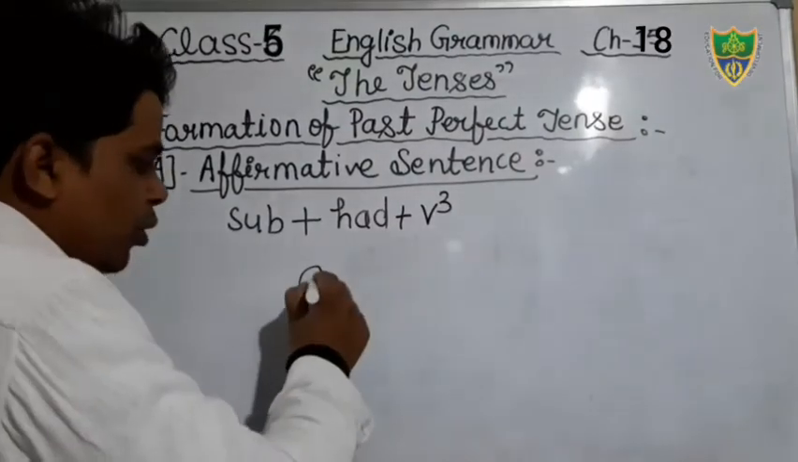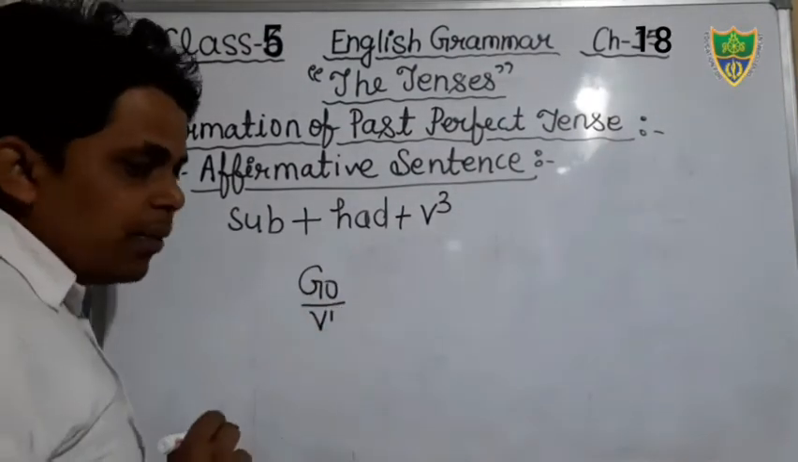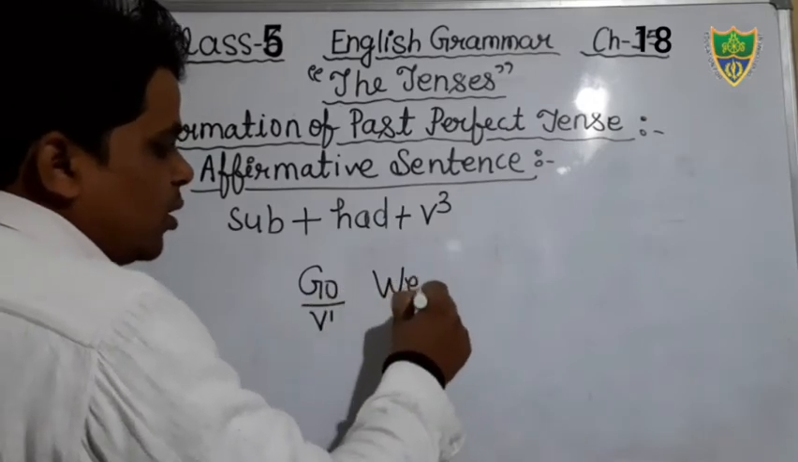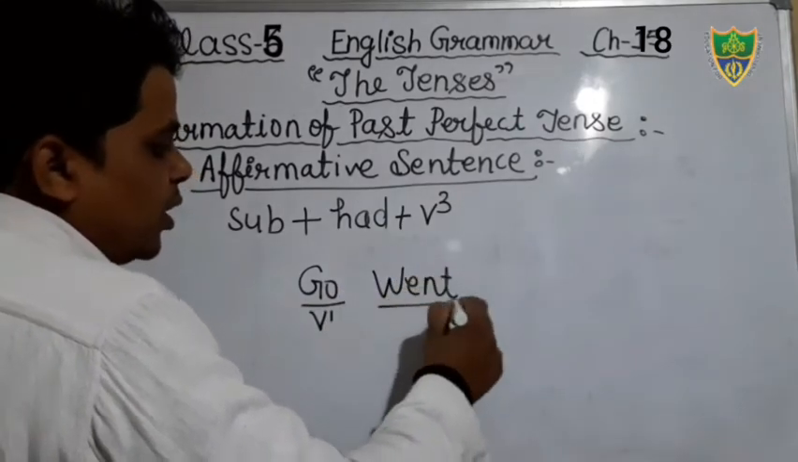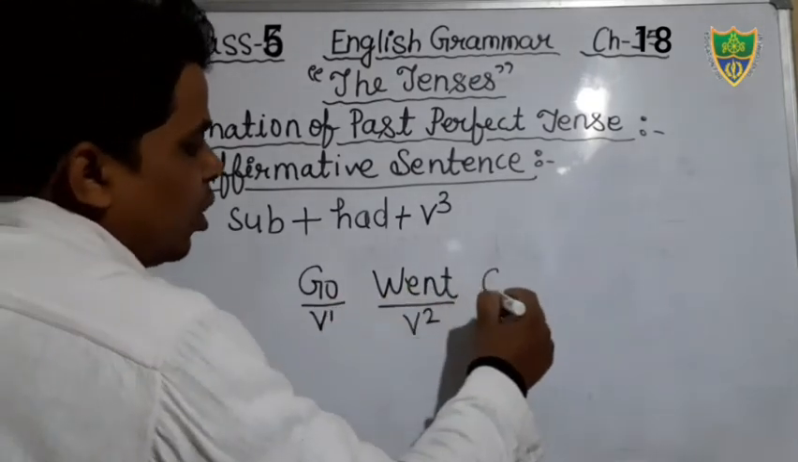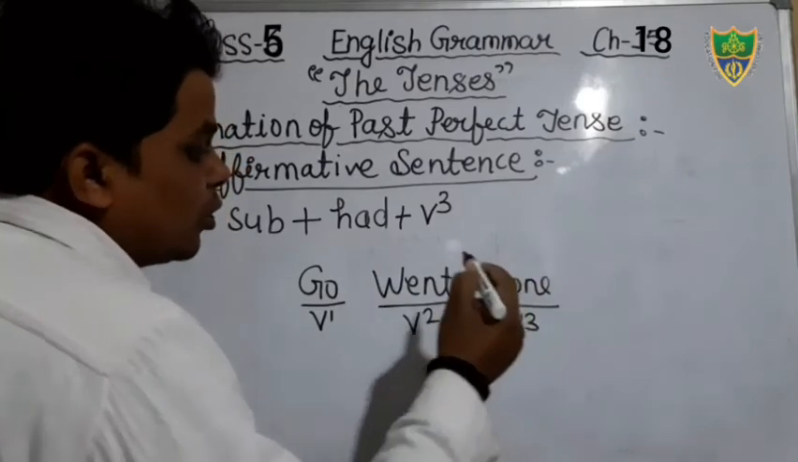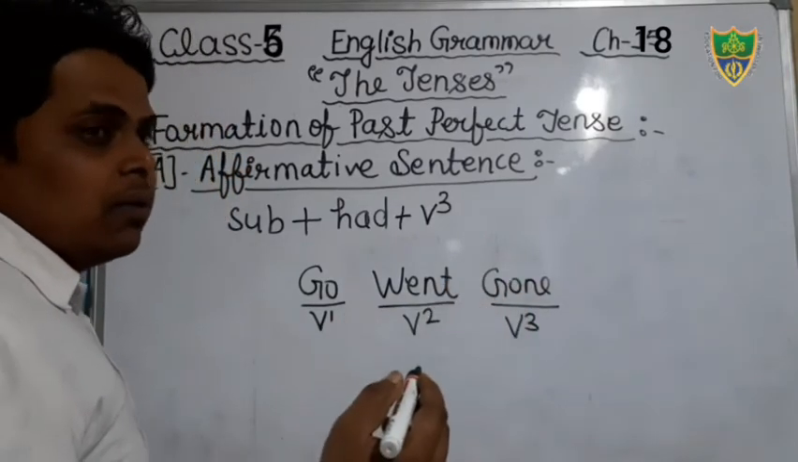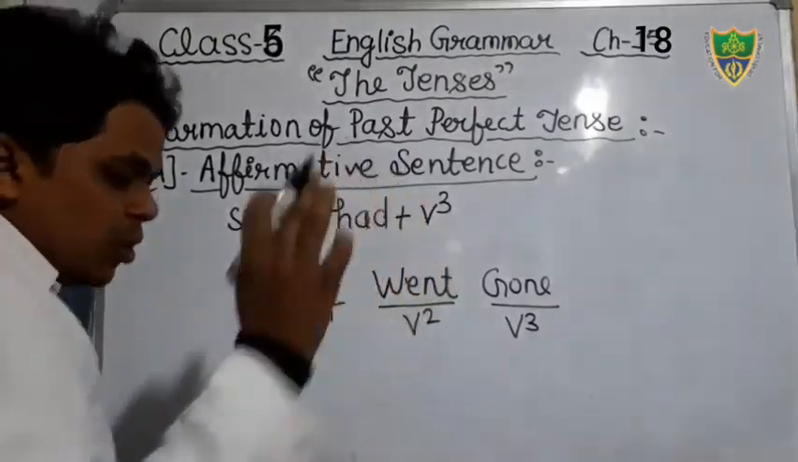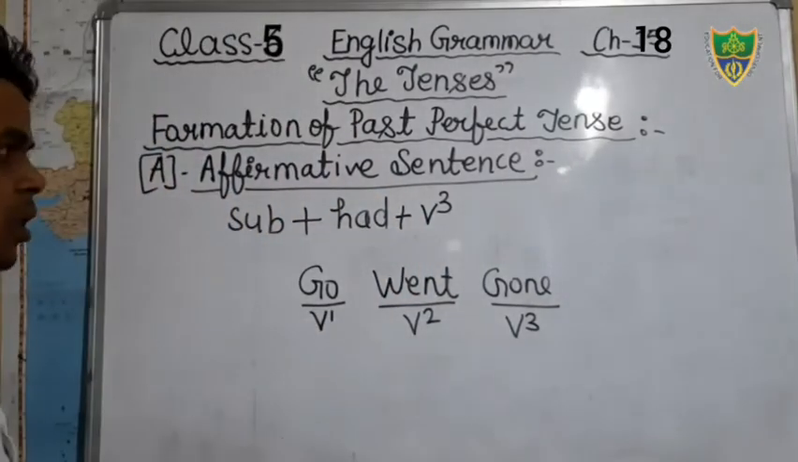Suppose that I have told you already, go is the main form of the verb, that is known as the first form of the verb. Went is the second form of the verb, that is also known as the past form of the verb. Okay, gone is the third form of the verb, and that is also known as the past participle form of the verb.